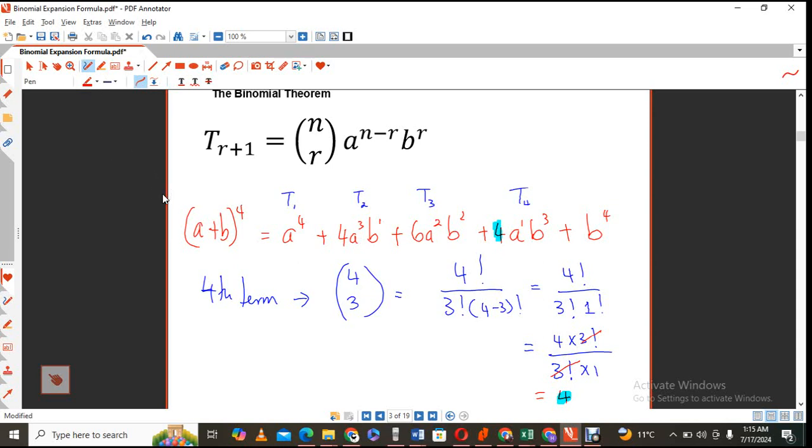Right, so the general theorem allows us, because you could see that A decreases by whatever R is, and B gains as we go. So that brings us to the general term. If I was to ask you what the fifth term would be, you will say R plus 1 equals 5. You will need to know what your R is, and your R will be 4. It's always one less than that. So if you want the fifth term, your value of R will be one less than that particular term.